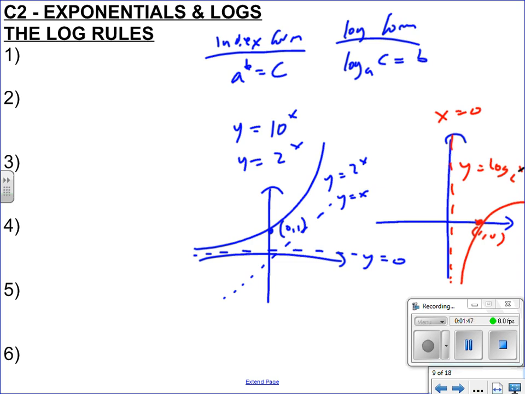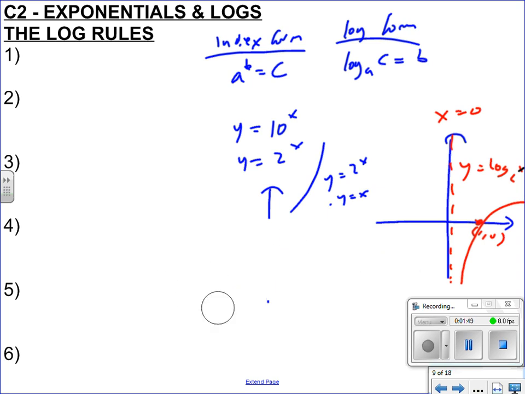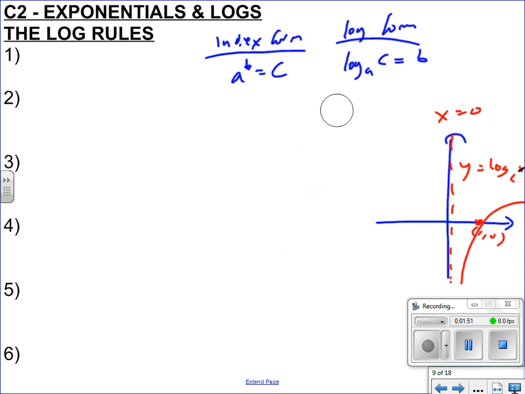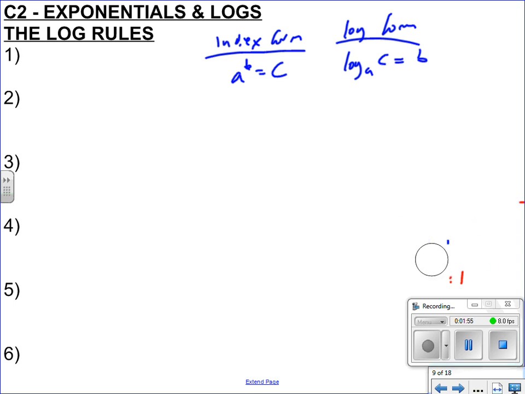We use logs to bring powers down and find what the power is. Okay, so the graphs are really important. You're going to be transforming those, and also what you're about to do is really important. Now there are 6 laws for logs, and they all follow the precepts of indices laws, because logs are based on powers, aren't they? So what are the log rules?